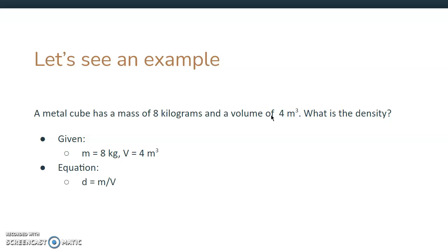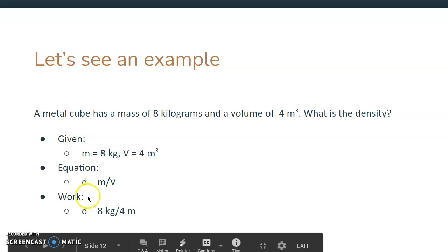Then I want you to write down the equation you're going to use. By the end of the semester, we'll have quite a few equations. So I want you to write down the one you want to use, and then do your work by plugging in M and V. So density is equal to 8 kilograms. We'll just plug this M equals 8 into this part of the equation, and V equals 4 into this part, and this should be 4 meters cubed. Sorry, that is incorrect. And so then our answer is, we're going to simplify it down to 2 kilograms per meter cubed is our density of this metal cube.